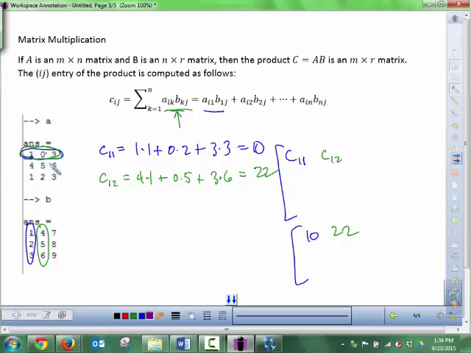Now let's try another one. Let's try C32. So to find the third row and second column of C, the rows are always going to be associated with the first matrix, and the columns are associated with the second matrix. So here it's 1 times 4 plus 2 times 5 plus 3 times 6.